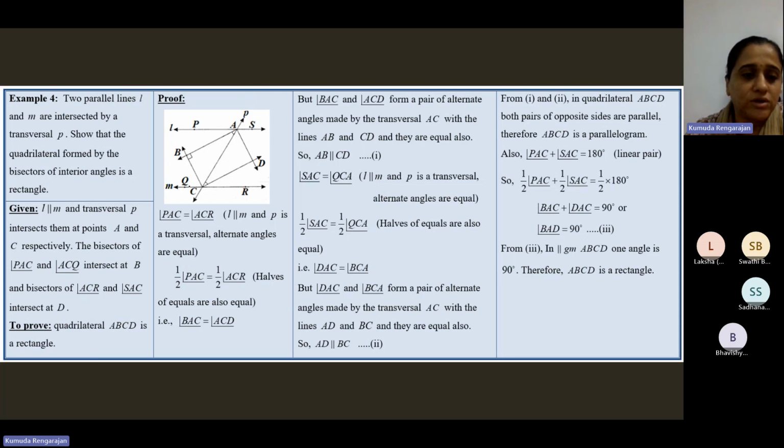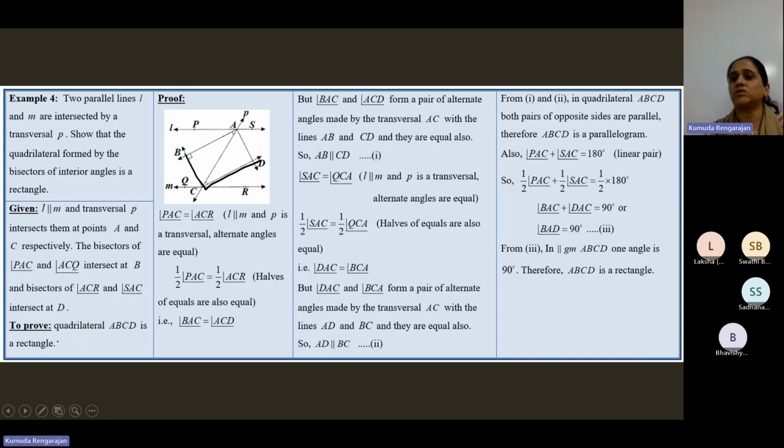You can do the same thing here also. You can choose this one. Repeat the same steps. You can work for these two angles. You can say this angle plus this angle is 180. Half of this angle plus half of this angle is equal to 180 by 2, which is 90. So half of this angle is this one, half of this angle is this one. So this angle plus this angle is equal to 90, but these two put together is BCD.